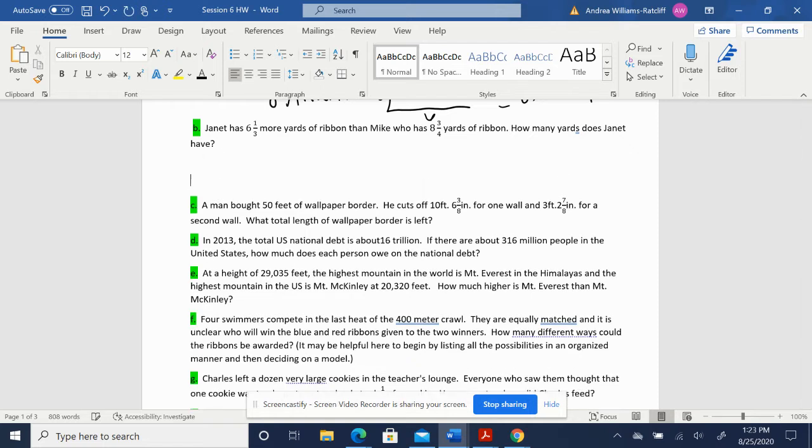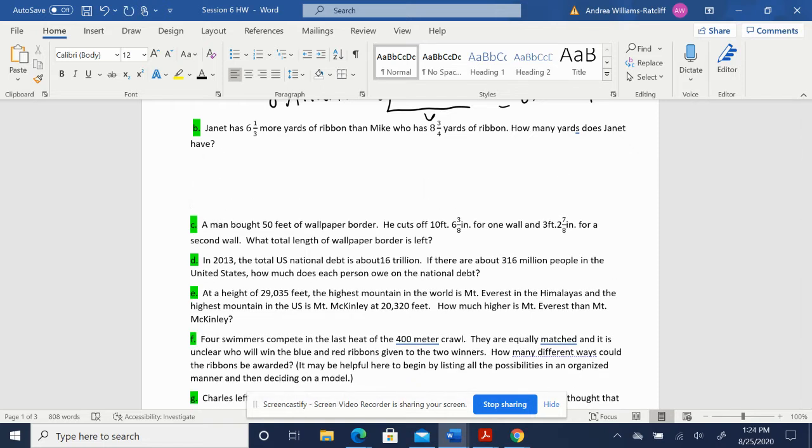Okay. So Janet has 6 1/3 more yards of ribbon than Mike, who has 8 3/4 yards of ribbon. How many yards does Janet have? Okay, so what's going on here? Janet has 6 1/3 more yards than Mike, so we're trying to combine or join Janet's yards with Mike's yards because she has this much more than this. So this is a join or a union. And of course this is an addition model.